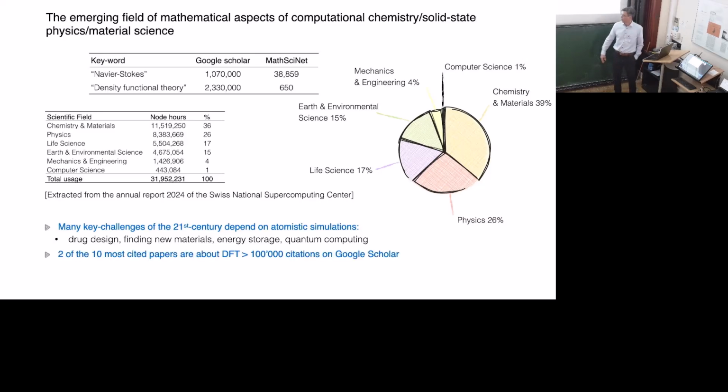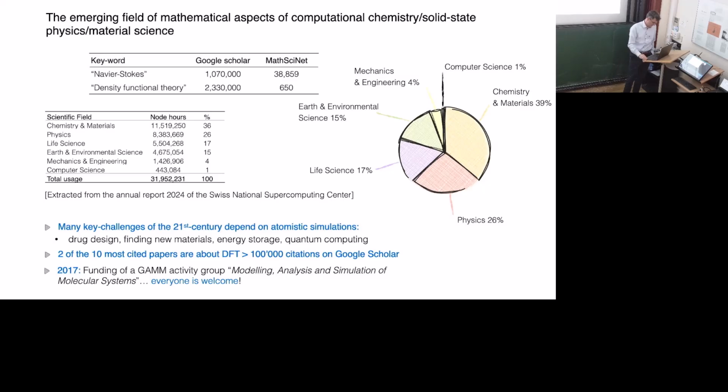Further, 2 of the 10 most cited papers about DFT, according to Google Scholar, with more than 100,000 citations, are about DFT. So no, it's not just that the name has a different community behind. No, it's really the density functional theory that is so prominent in the applied sciences.